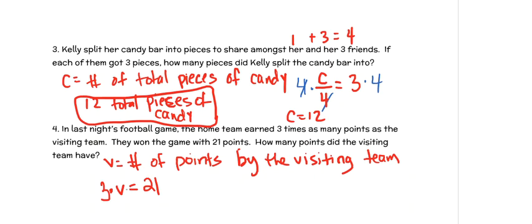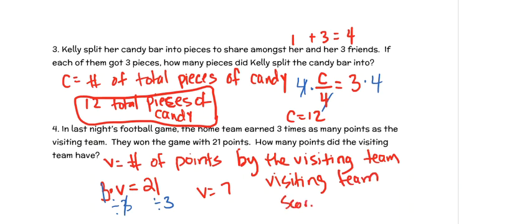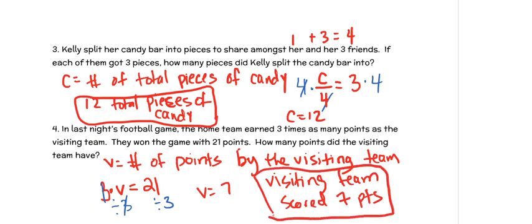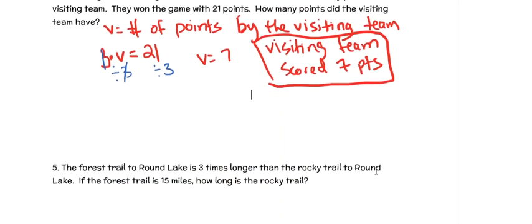Again, solving the equation, variables on the left side, it's multiplication. That means you're dividing 3 to both sides. So the 3's would go away. And you were left with V equals 7. So the visiting team scored 7 points. Right, moving on to another problem.